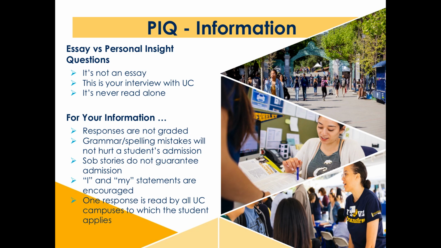So a sob story doesn't guarantee you any admission. It doesn't guarantee that it's a strong response. I and my statements are encouraged, so please use I and my statements. In an English essay, we typically are told not to use I and my statements. Here you can. The more you use I and my, the more it tells me as a reader that you're talking about yourself. And then do keep in mind that one response is read by all UC campuses to which the student applies. So you do want to remain neutral, okay?